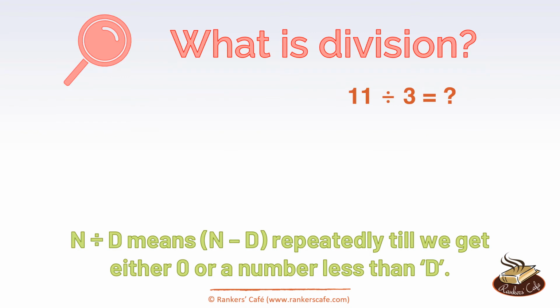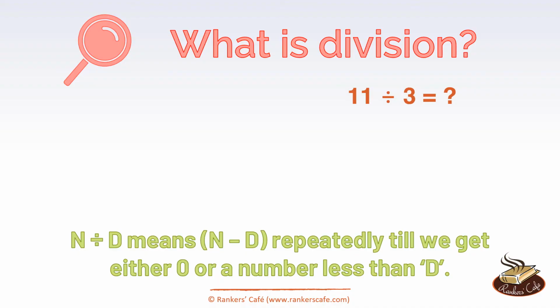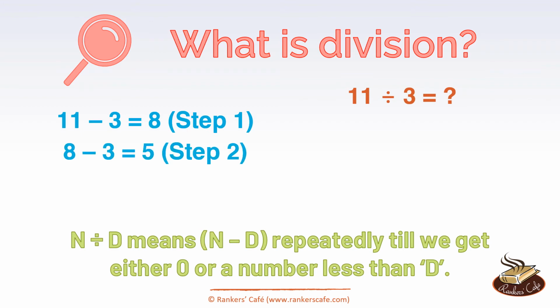Let us do another example. Let us divide 11 by 3. For that, we need to subtract 3 from 11 repeatedly till either we get 0 or we get a number which is smaller than 3. So let us start. 11 minus 3 is equal to 8. This is our step 1. Now 8 minus 3 is 5. This is step 2. 5 minus 3 is 2, which is step 3.